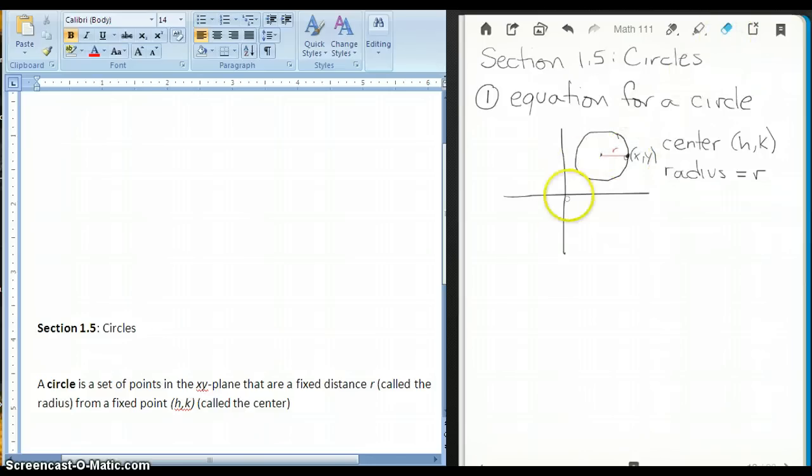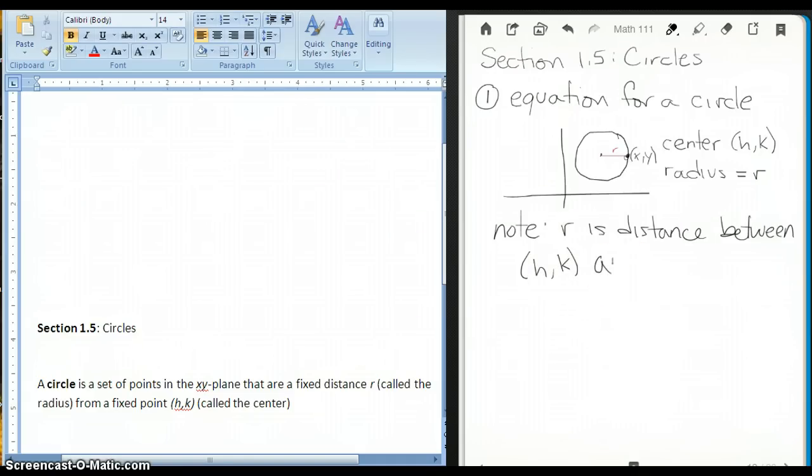So maybe we should write that down as an observation. Okay, so we'll write ourselves a little note here. Note. R is the distance between the center HK and the point XY, right? Which again is a point living on the circle, right?